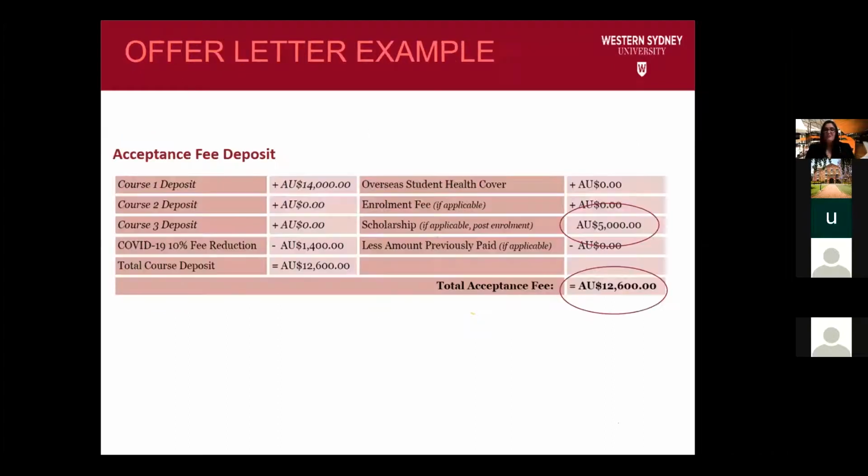So if I go to the offer letter as an example, if you have received a $5,000 scholarship, for example, it will indicate here that you have a $5,000 scholarship. However, the total acceptance fee has not changed. You can see your course may have been $14,000. With the discount, it's $1,400, so it's $12,600. That's the fee that you need to pay, all right? And the $5,000 will be credited to your student account that you will see after census date, which is the 31st of August.